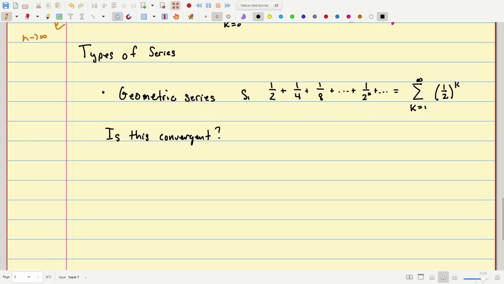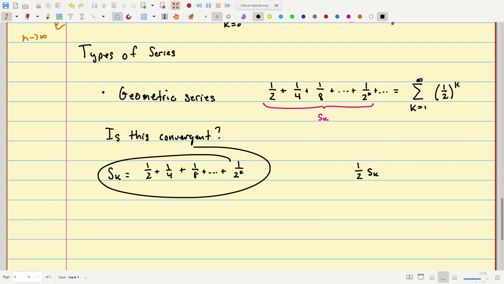Okay. So what we're gonna do is we're gonna say that this is the kth partial sum. Okay, so we're gonna go up to the value for k here, call it the kth partial sum. And so we can write that out. We're going to get 1/2 plus 1/4 plus 1/8 all the way up to 1/2 to the k power.